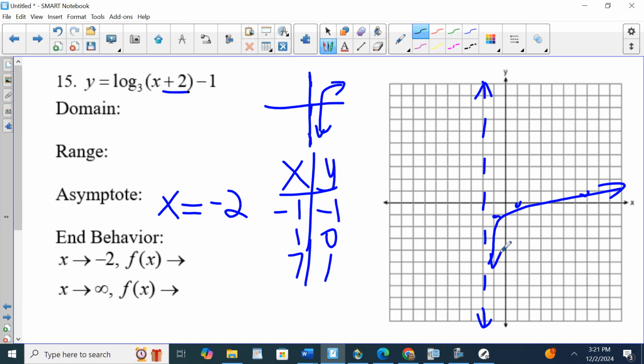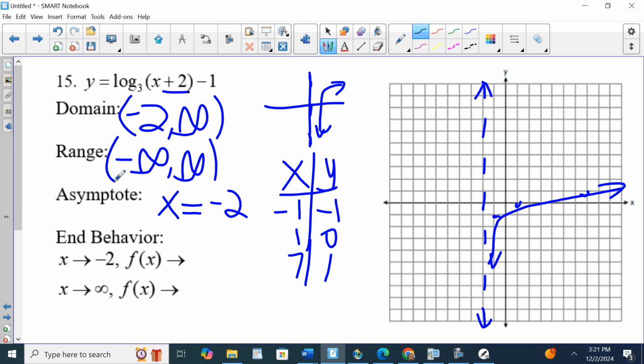Domain is going to always be from left to right, so it starts at -2, but not including -2, to infinity. The range is pointing down and up, so that's -infinity to infinity. Asymptote we got. As x approaches -2, the graph is pointing down. That's -infinity. As x approaches positive infinity, as I go to the right, the graph is pointing up, positive infinity.